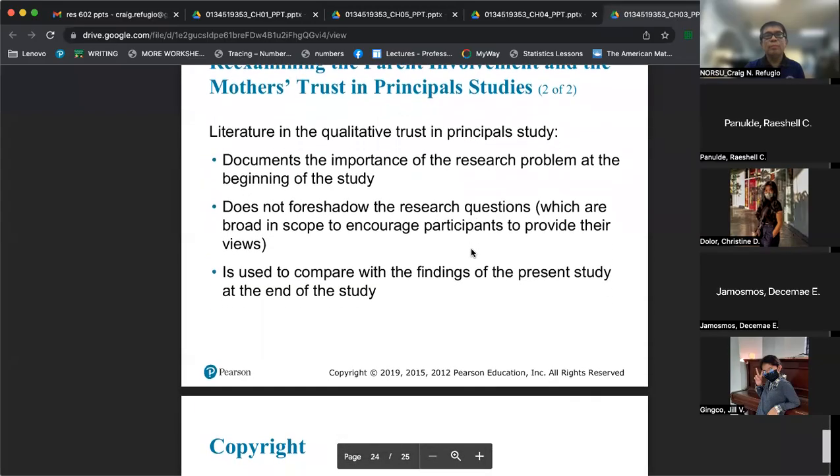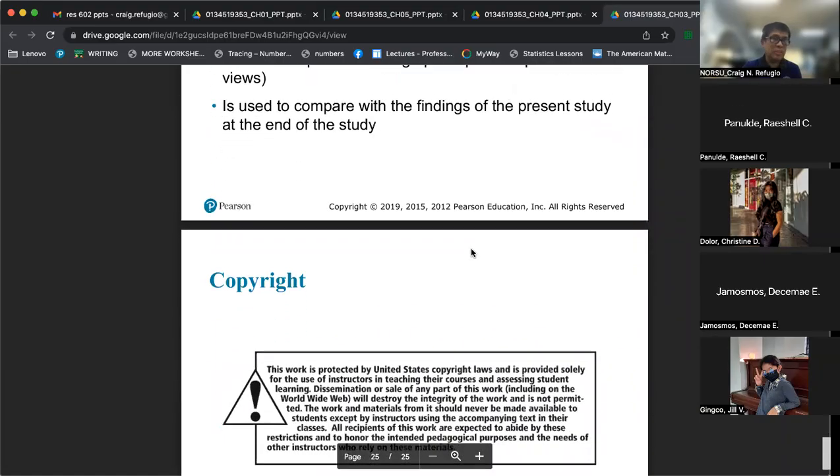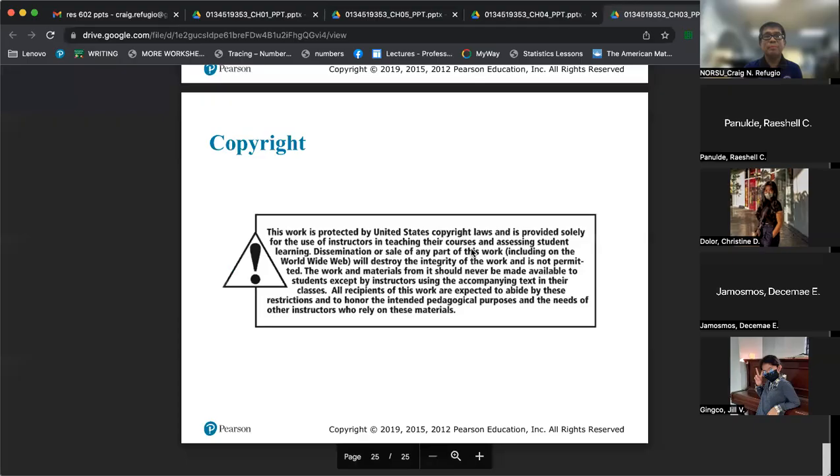In terms of the qualitative trust in principal study, it documents the importance of the research problem at the beginning of the study, does not foreshadow the research questions, which are broad in scope to encourage participants to provide views, and is used to compare with the findings of the present study at the end of the study. All that I mentioned are copyrighted from Pearson Education and published way back in 2019, 2015, and then 2012.